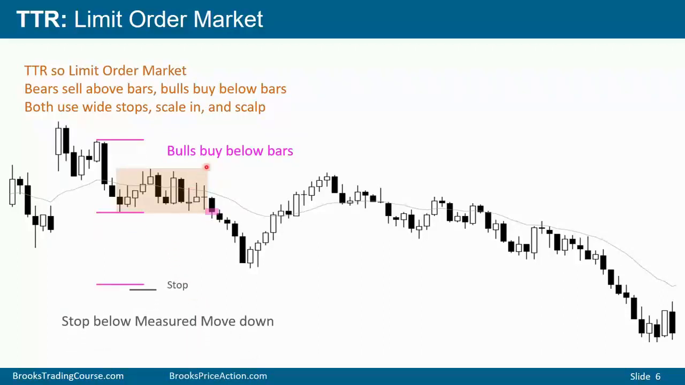At a minimum, the bulls who are buying below the bottom of this small trading range need to stop at least more than a measured move down. The top of the bear sell-off, the bottom of the bear sell-off, measured move down, stop a little bit below.